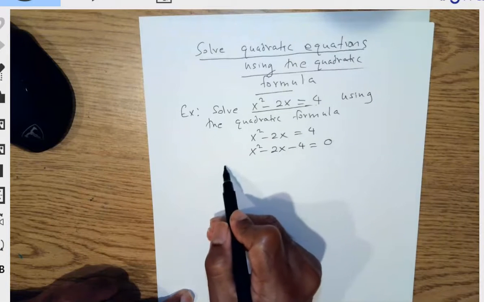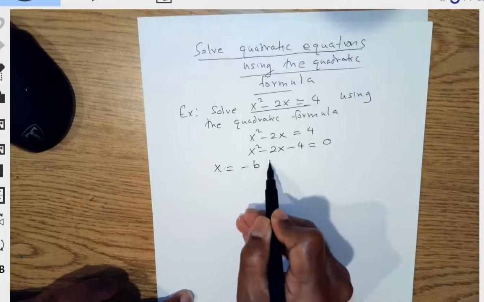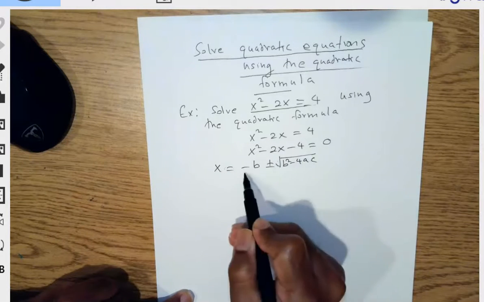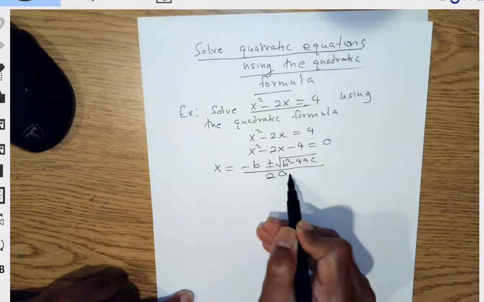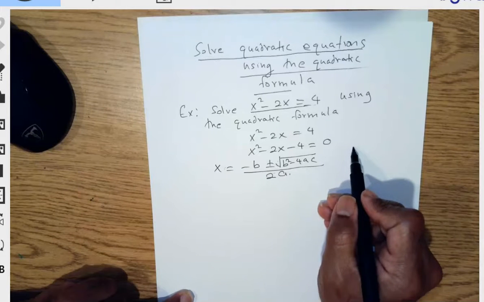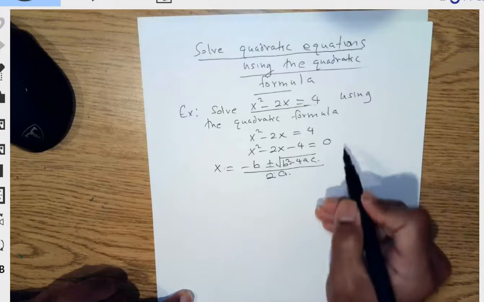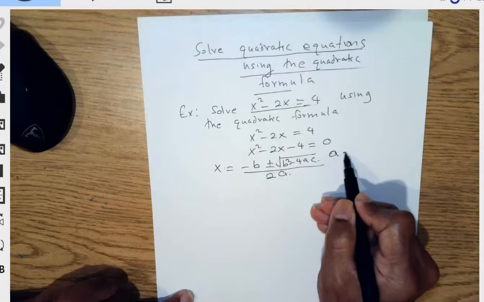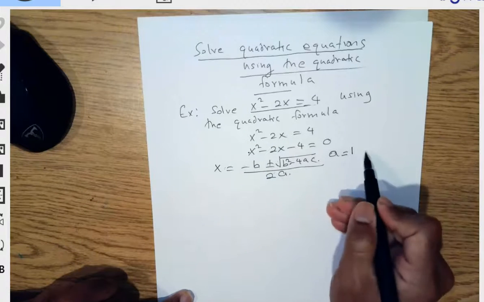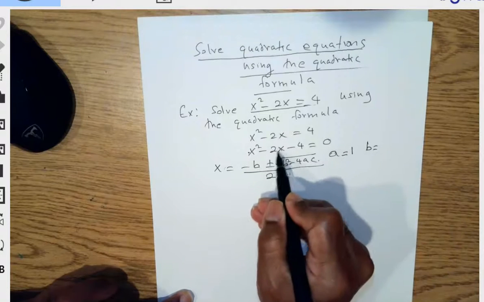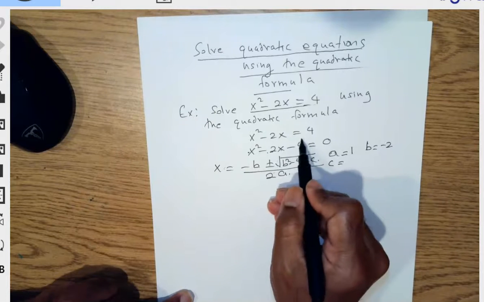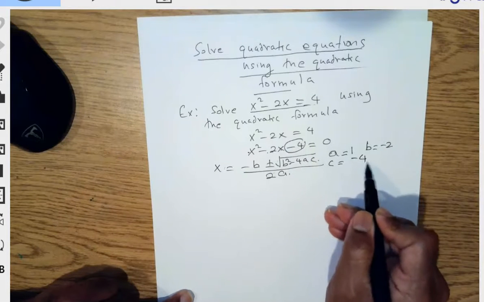Now, the quadratic formula is x equals negative b plus or minus the square root of b squared minus 4ac, divided by 2a. So you need to memorize this formula, right? And then you need to identify what a, b, and c are and then plug it in. That's all you do. So let's see what a is. a is the coefficient of x squared. So in this case, the coefficient of x squared is 1. b is the coefficient of x, which is what? Minus 2. c is the constant term, the full constant term, which is negative 4.